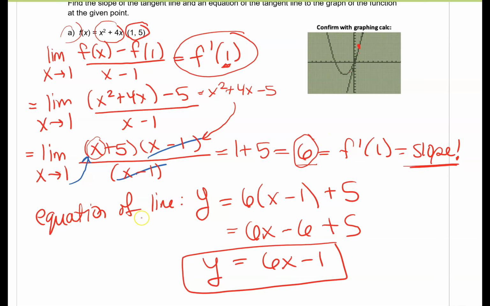Okay, so then to get my equation of the line, I went ahead and used this formula, f prime of c times x minus c plus f of c. So you can see it's kind of a nice way of doing it as well. So slope times x minus the x coordinate plus the y coordinate. And then you simplify from there. And there is our equation of our tangent line.